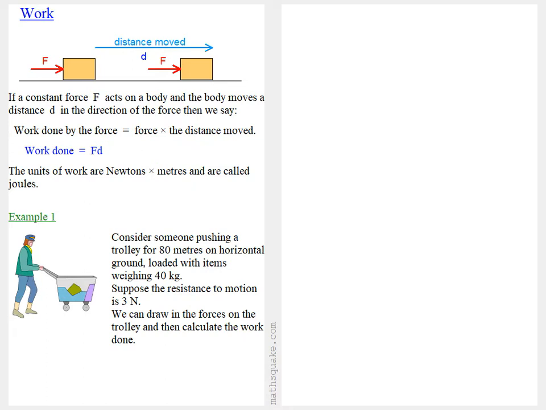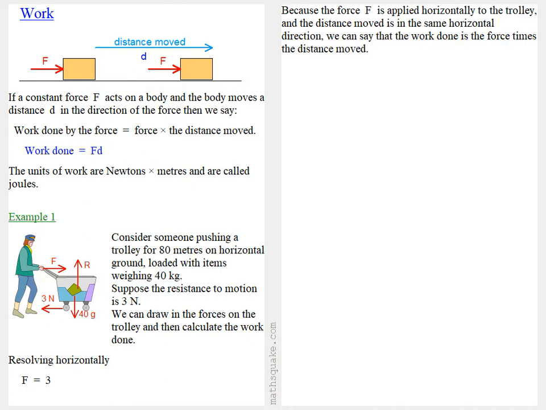Well, first of all, we've got the weight of the trolley and goods. Now that's 40g, acting vertically down. Then we have a normal reaction from the floor acting vertically up, which we can call R. We've got a person pushing the trolley with a force which we can call F, and there'll be a resistance to the motion of 3 newtons. Now if we resolve horizontally, we get F equals 3. The weight and the normal reaction don't come into the equation.